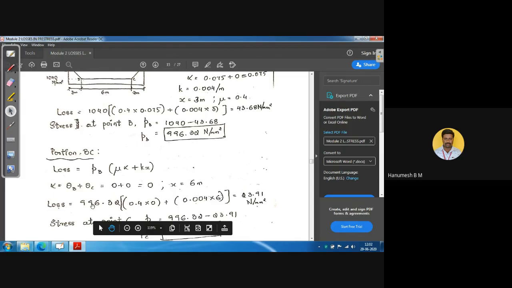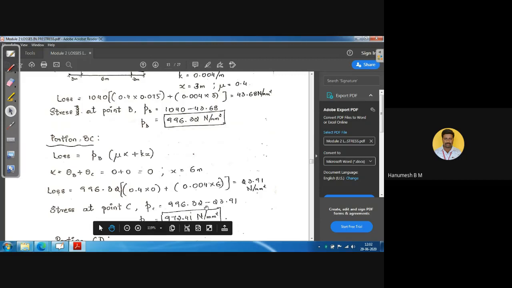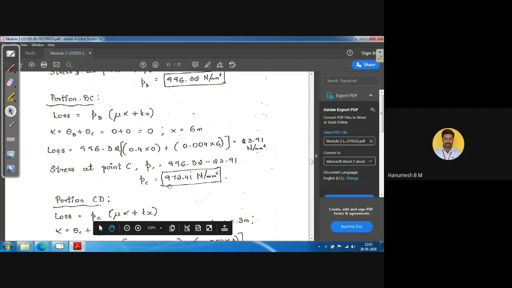The loss is equal to 996.32. This will be the initial at B point, 996.32 mu alpha plus Kx for portion BC. It will be 23.91 Newton per mm square. D ಹತ್ರ ಇದ್ದಾಗ ಎಷ್ಟಿತ್ತು 996.32. ಸಿ ಬರೋದಕ್ಕೆ ಎಷ್ಟು ಲಾಸ್ ಆಗುತ್ತೆ 23.91 Newton per mm square loss ಆಗುತ್ತೆ. Then what is the final value of stress at C overcoming the frictional losses, means 996.32 minus 23.91 Newton per mm square. Now the stress at C is equal to 972.41 Newton per mm square.